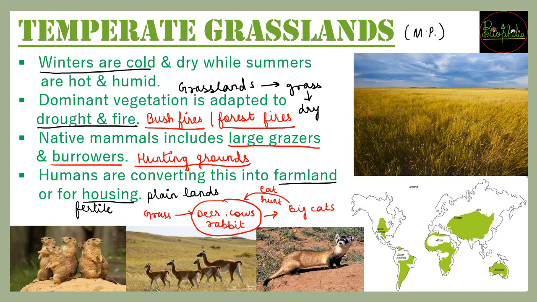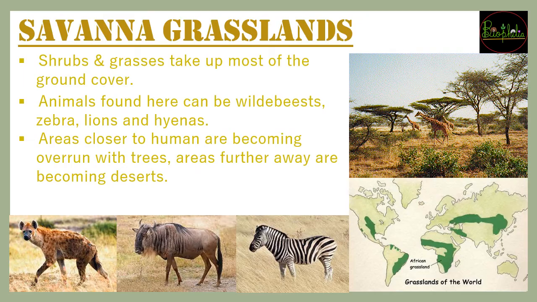So for that reason these temperate grasslands are also at a very high risk of extinction, because temperate grasslands बहुत जल्दी जल्दी disappear हो रहे हैं, and you need to protect these areas so that your ecological balance can be maintained. Then the next particular biome you study is going to be savannah grasslands.